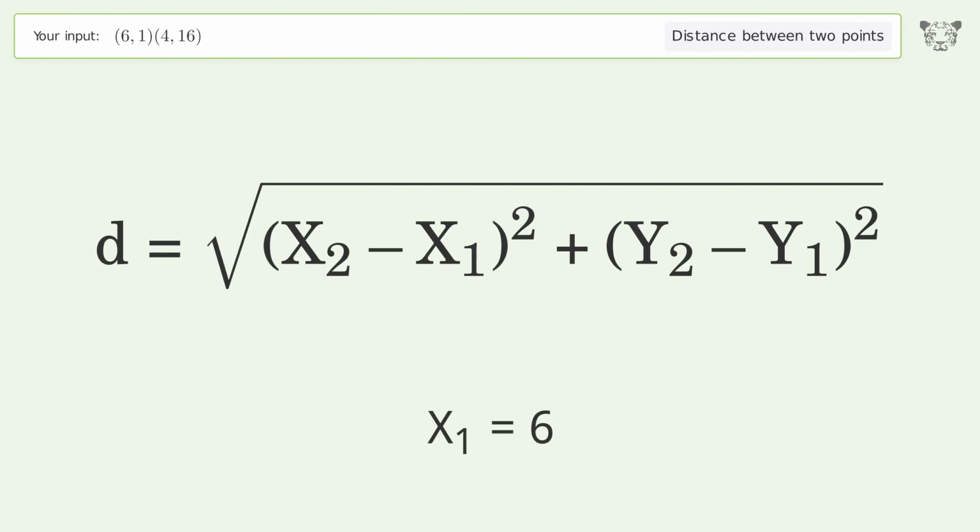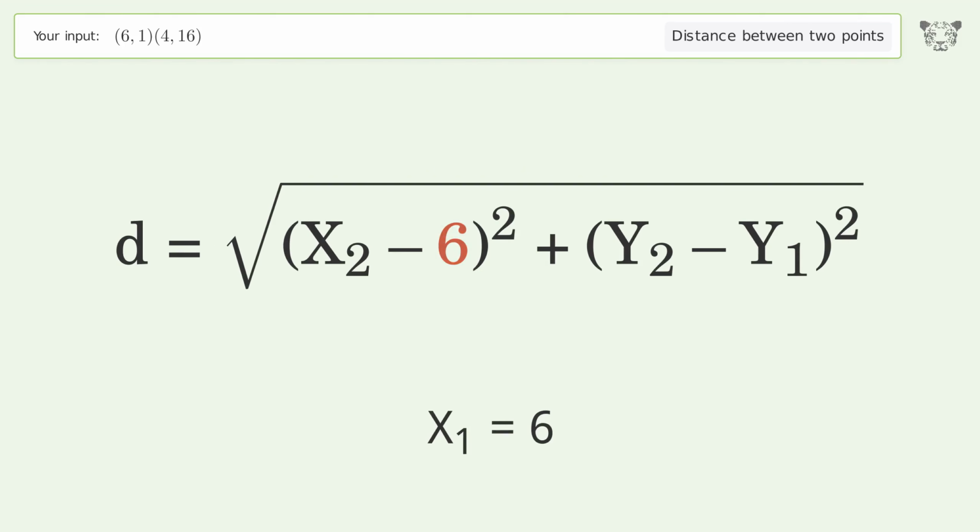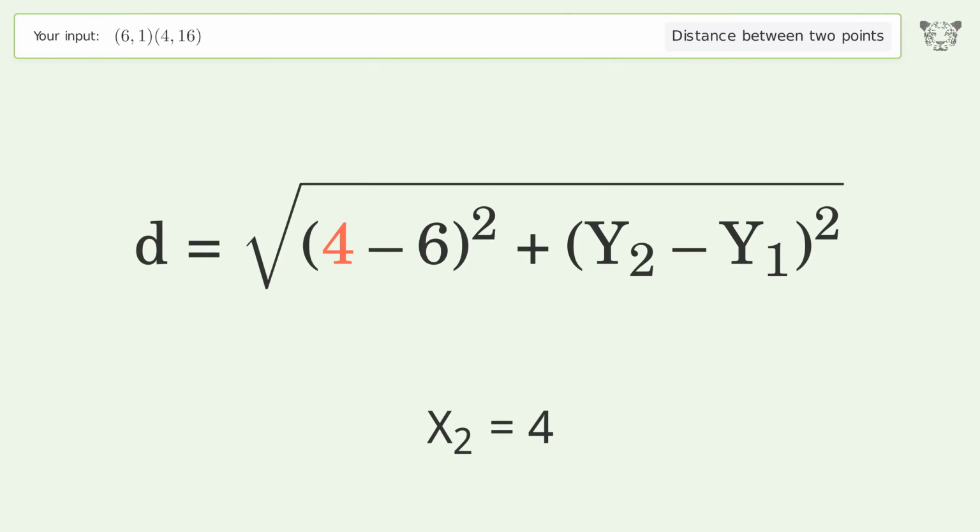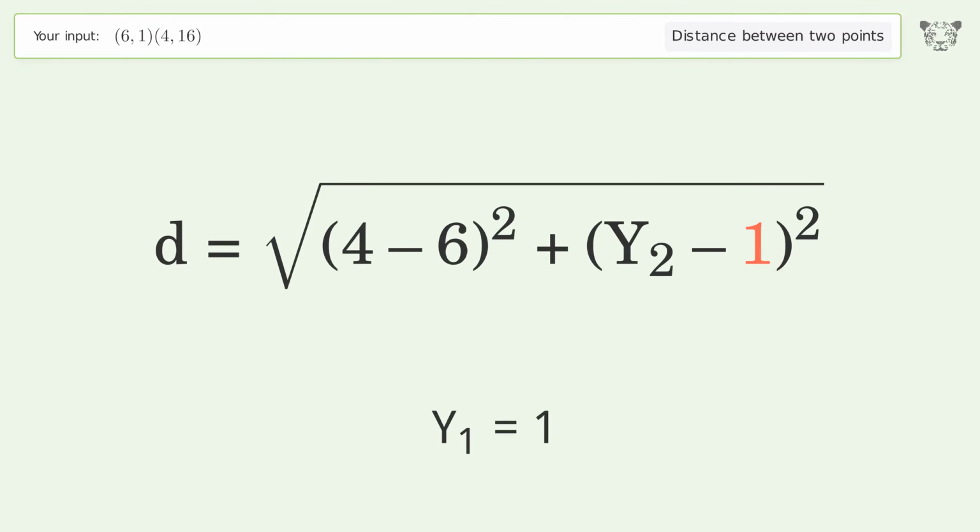x1 equals 6. x2 equals 4. y1 equals 1. y2 equals 16.